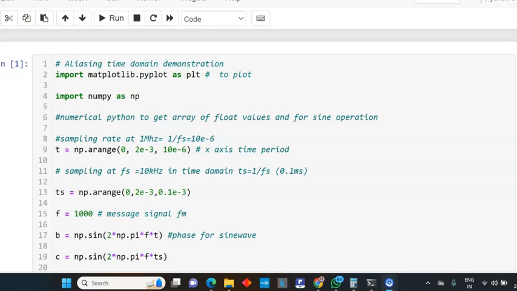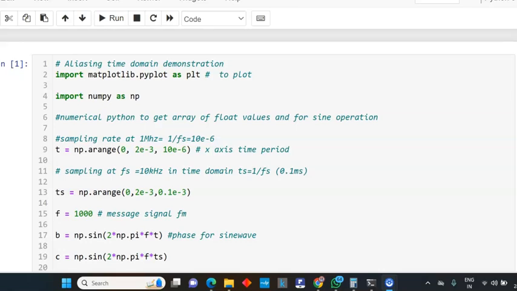So in the time domain, what we are going to do is generate a signal of a certain frequency with a higher sampling rate and a lower sampling rate, and visualize the output waveform, how it is distorted in the time domain. That is, the x-axis is time, right?